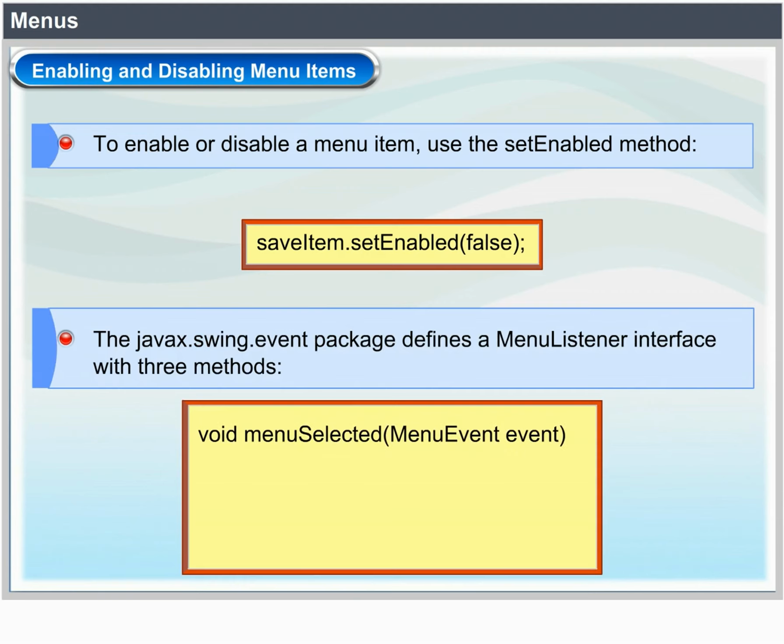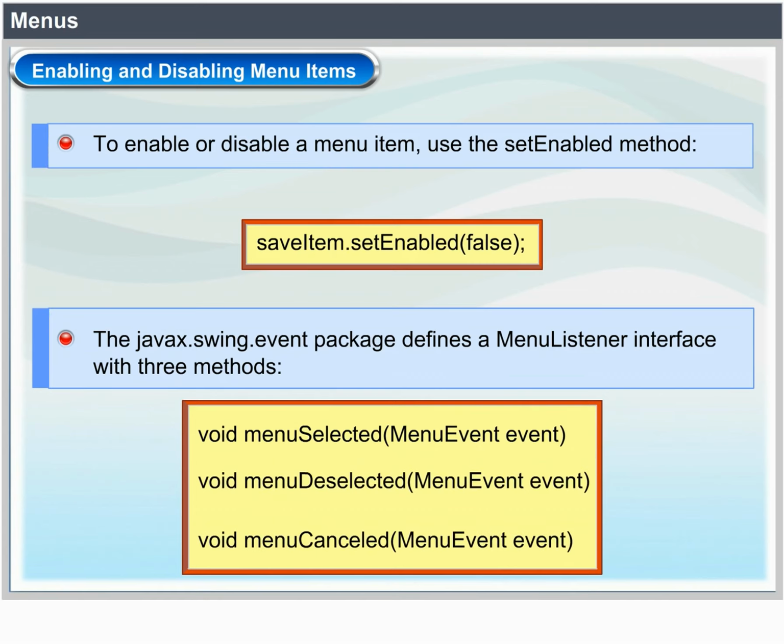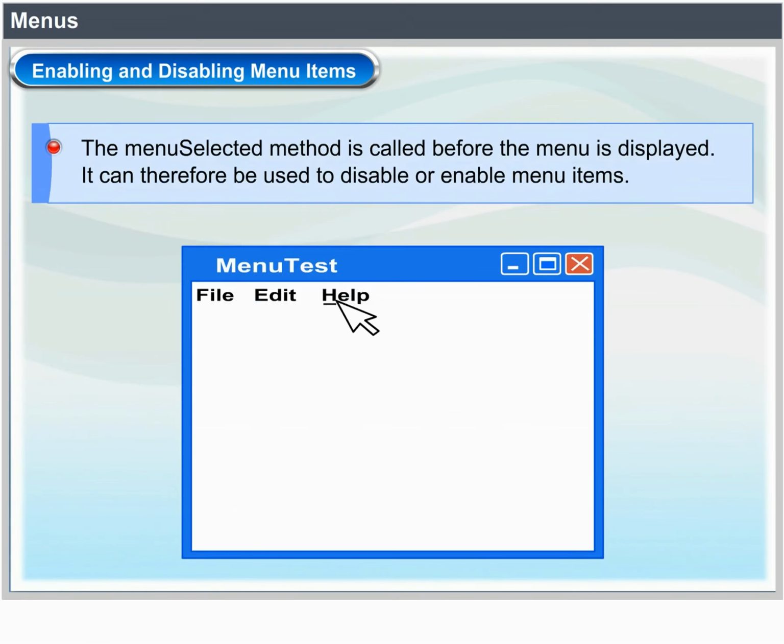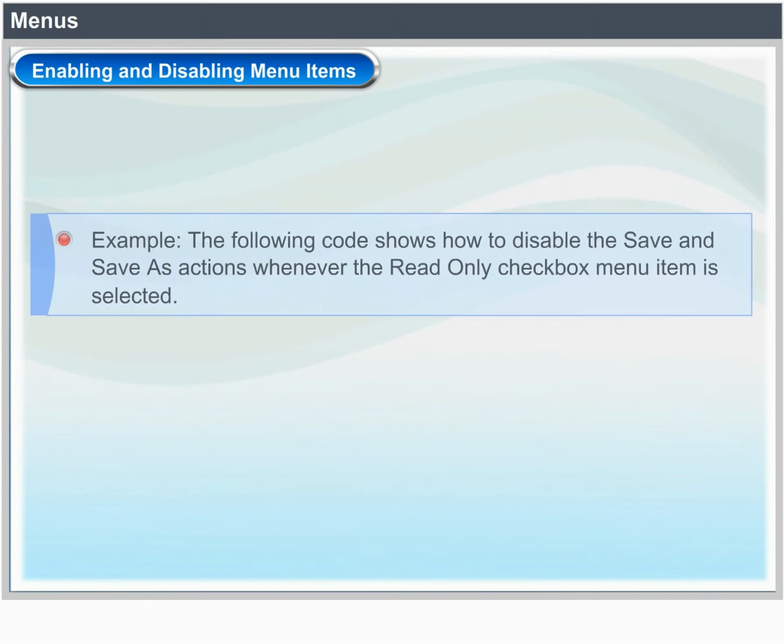The javax.swing.event package defines a MenuListener interface with three methods: void menuSelected(MenuEvent event); void menuDeselected(MenuEvent event); void menuCanceled(MenuEvent event). The menuSelected method is called before the menu is displayed. It can therefore be used to disable or enable menu items.